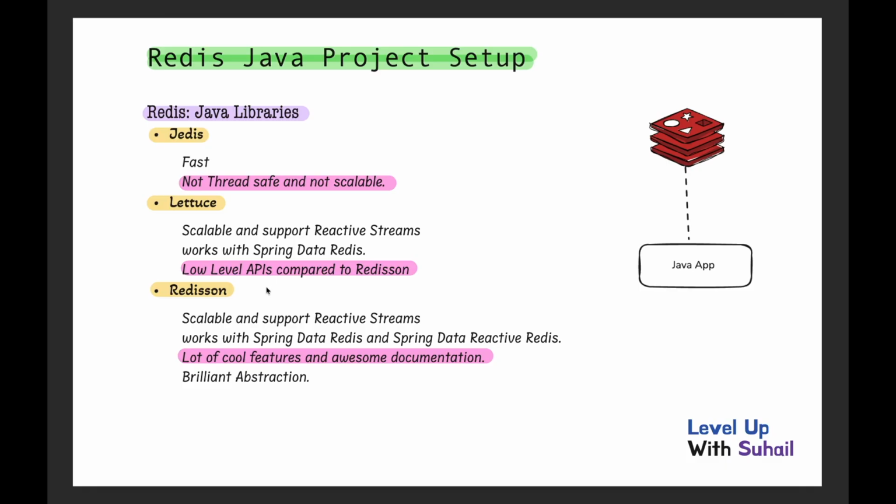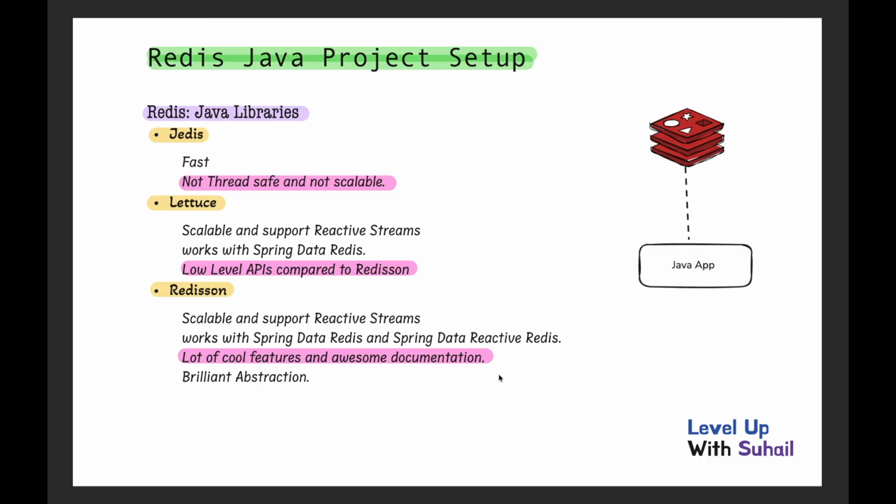Now the third point is it has very low level APIs compared to Redisson. I will come to this point once we discuss Redisson. So let's discuss Redisson. Redisson is also scalable and also supports reactive streams. It works very well with Spring Data Redis and Spring Data Reactive Redis. It provides a lot of cool features, awesome documentation and brilliant abstraction.